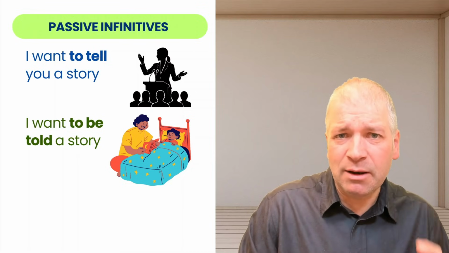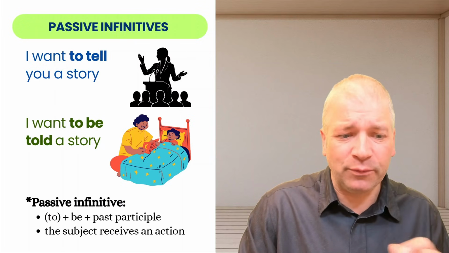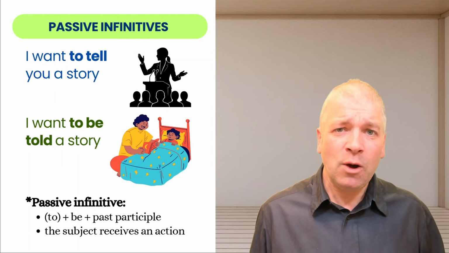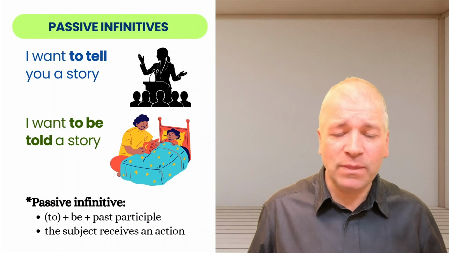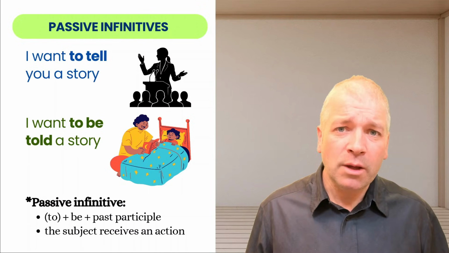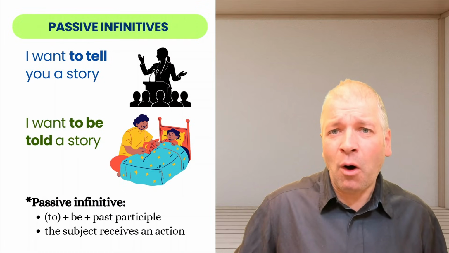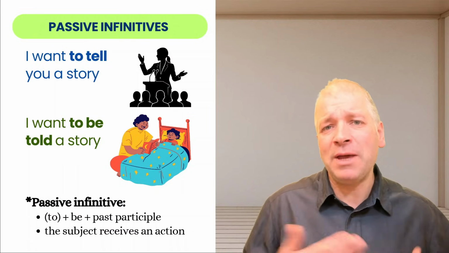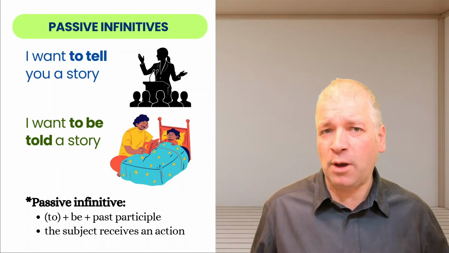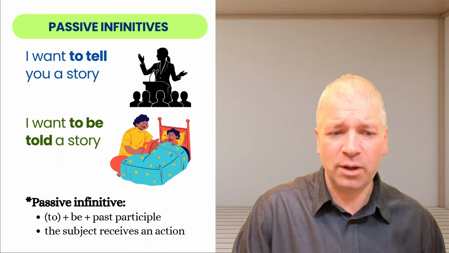Now, notice in the second example, I want to be told a story. And this is a passive infinitive. The passive infinitive is where we have to followed by be in its infinitive form and then the past participle. So why did we use the passive infinitive instead of ordinary passive form? Because in ordinary passive form, we change the verb to be for tense. I was told a story, I am told a story. But why here is it to be told a story?